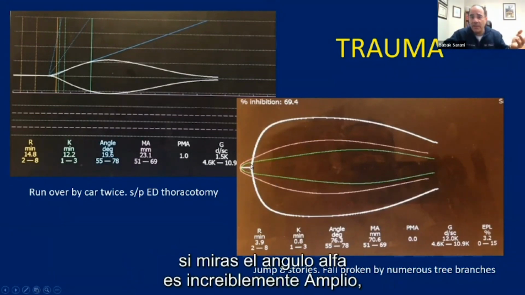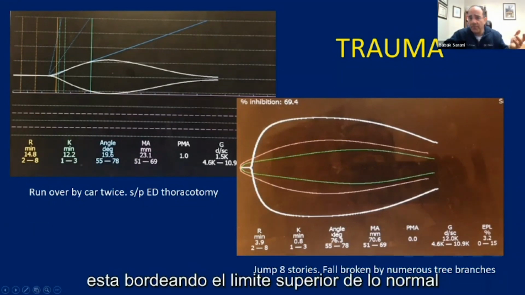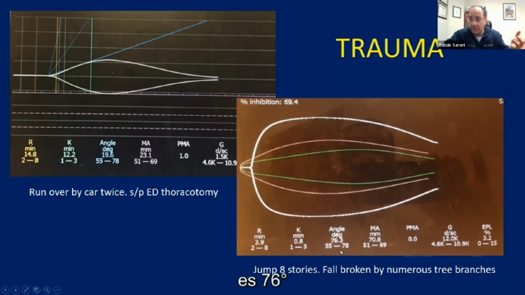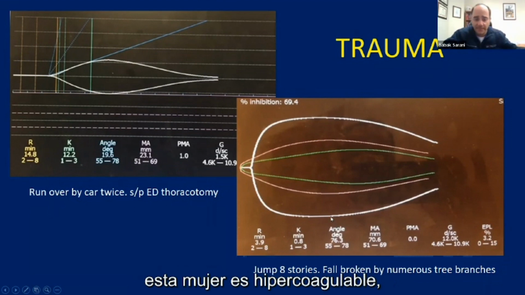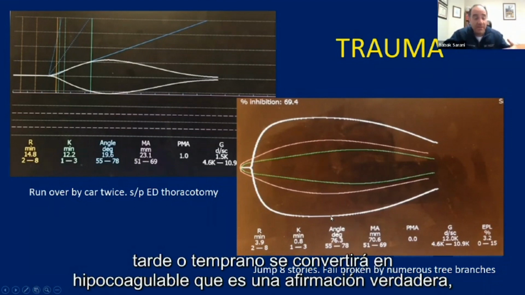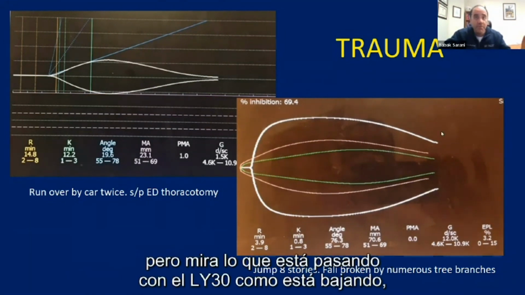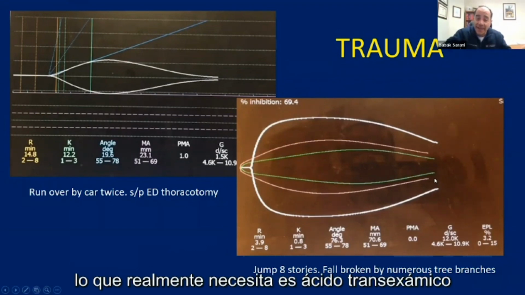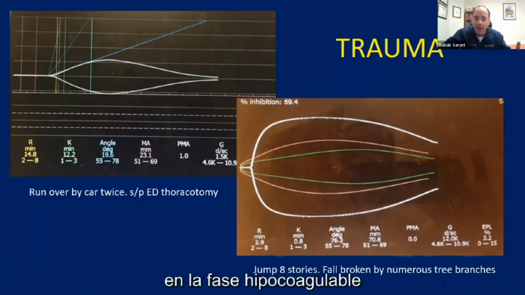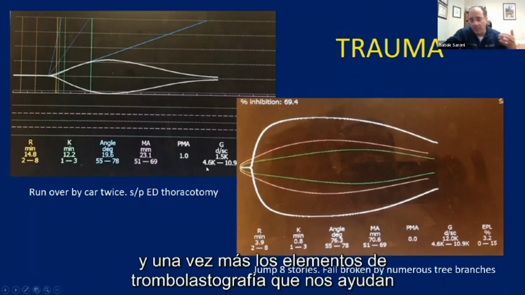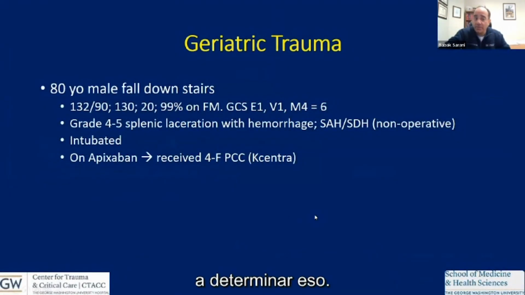If you look at the alpha angle, it is incredibly broad. It's bordering the upper limit of normal, 76 degrees instead of 78 degrees. She does not need cryoprecipitate. Even the maximum amplitude is 70 millimeters, upper limit is 69. This woman is hypercoagulable. Now she's bleeding. Sooner or later, she will become hypocoagulable. That is a true statement. But look at what's happening to the LY30 as it's coming down. What she really needs is tranexamic acid to stop the bleeding as fast as possible and try to prevent her from going into the hypocoagulable phase of the bleed. And once again, the elements of thromboelastography help us determine that.